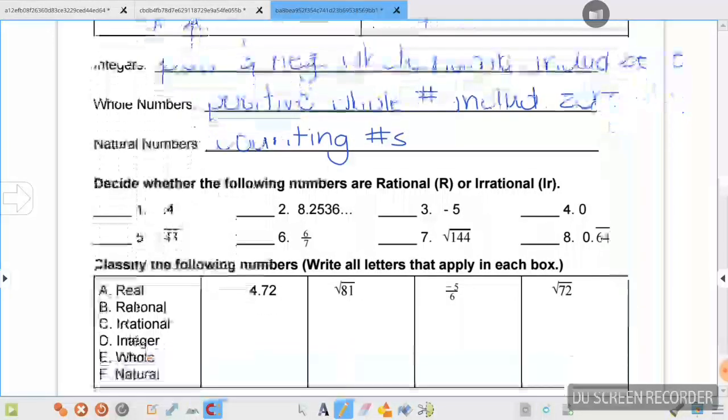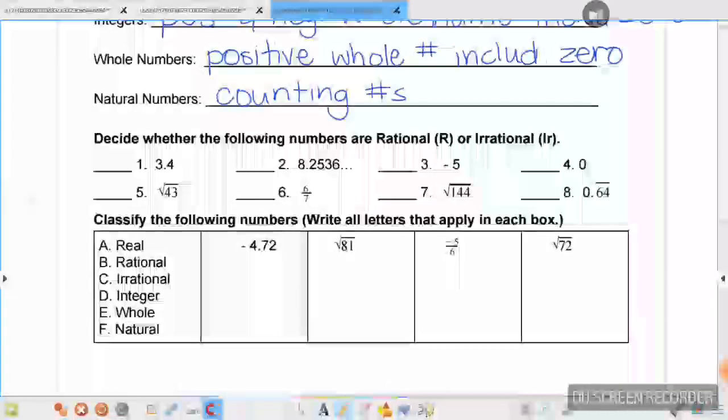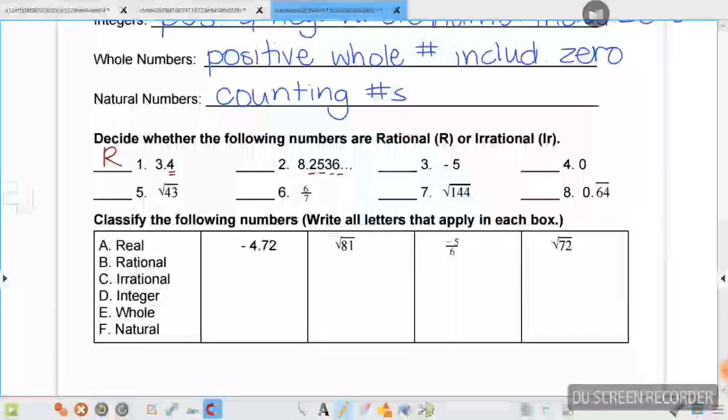First, we're going to take a set of numbers and just determine whether they're rational or irrational. Okay? So number 1, 3 and 4/10. That is rational because it ends, it stops. Number 2, 8.2536 dot, dot, dot. There's no digit or set of digits that repeat, and it never ends, so that's irrational. Number 3, -5, it ends, so it's rational. Number 4, the number 0, it ends, rational.